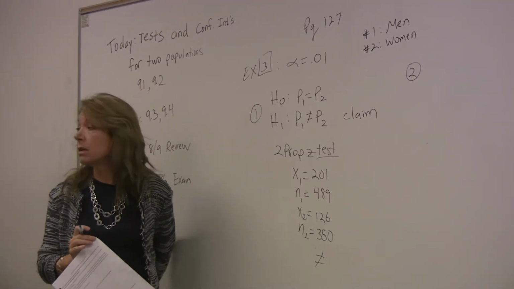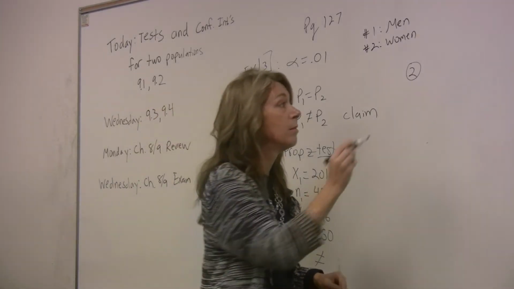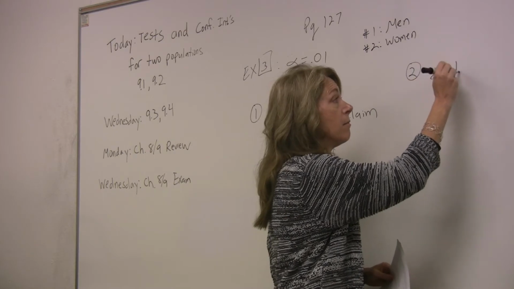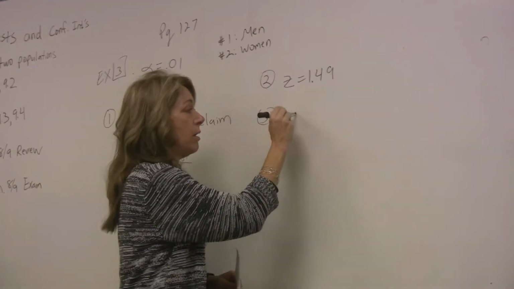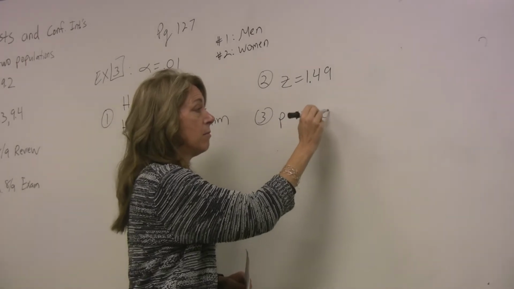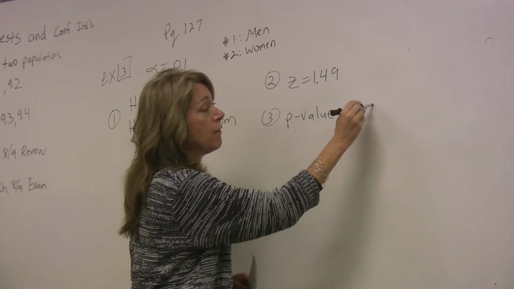Did we get one yet? Say again, Kevin? 1.49. We agree with him? 1.49. And we should have a p-value. 0.135. Say again? 0.135.